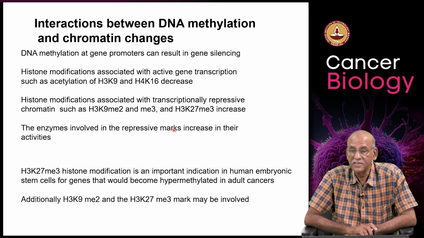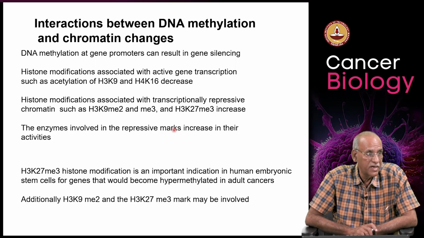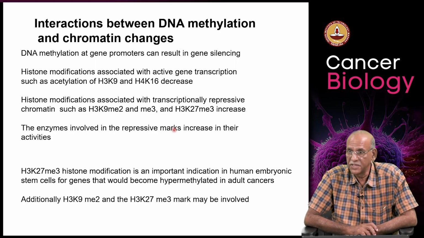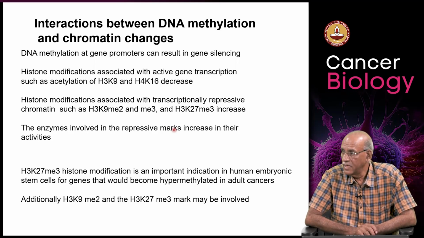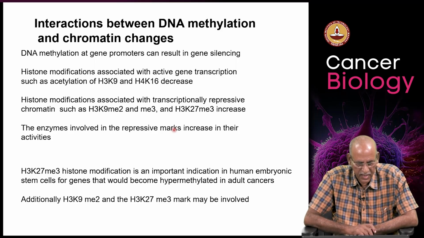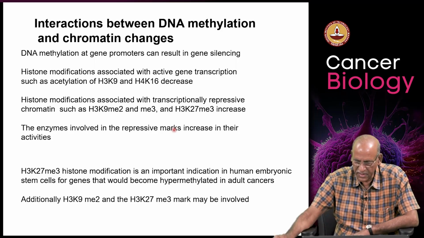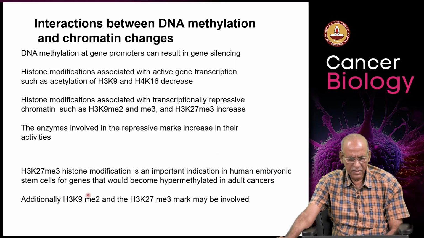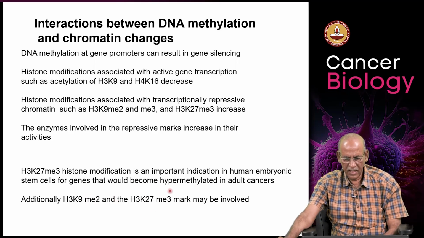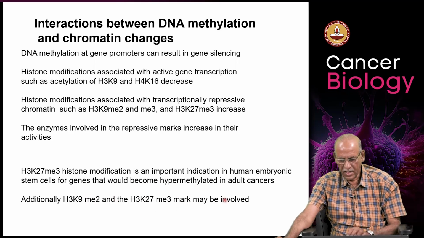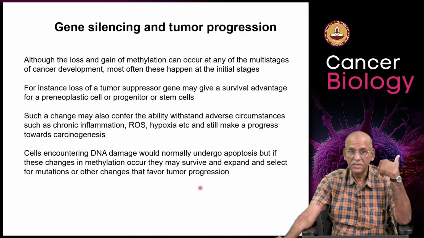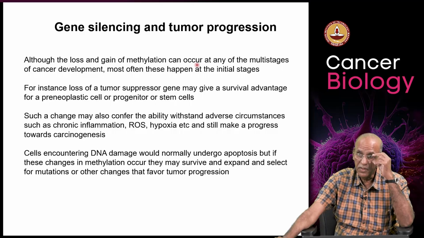So that is the idea, because this is very important. I told you this is the major mechanism by which tumor suppressor genes lose their expression in cancer. So that is an important mechanism. H3K27Me3 histone modification is an important indication in human embryonic stem cells for genes that would become hypermethylated in adult cancers. Additionally, these are some examples. H3K9Me2 and H3K27Me3 may also be involved. Just remember some of these residues, because these are some important markers.